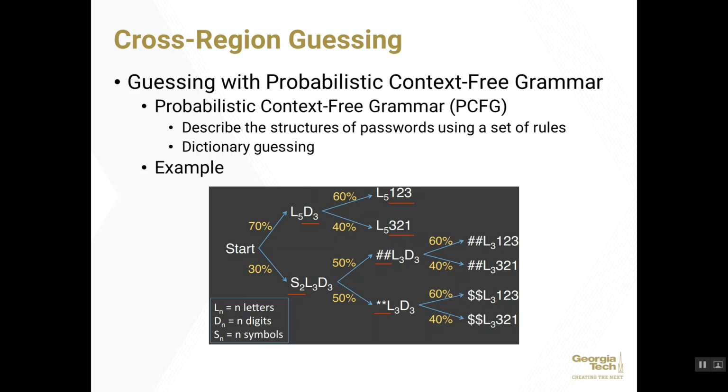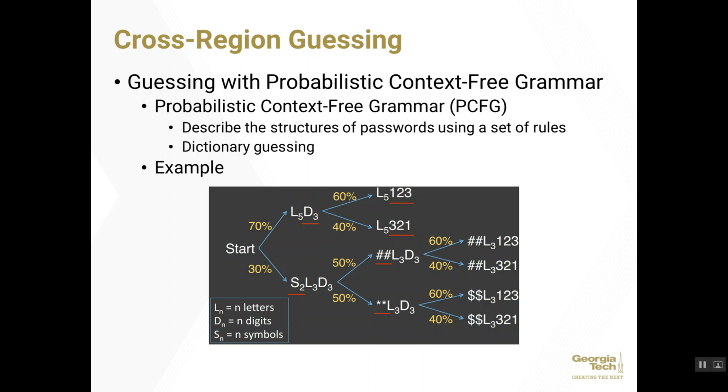Now we can guess the Chinese passwords according to the analysis. The guessing method is based on PCFG, a probabilistic context-free grammar. This grammar describes the structures of passwords using a set of rules, and it's a dictionary guessing method indeed.